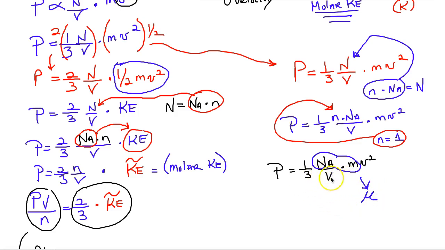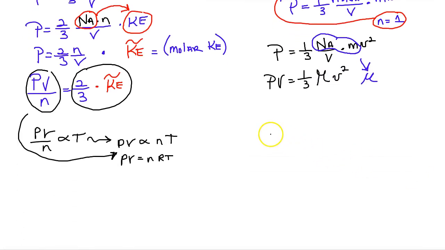So let's plug that in. At the same time, I'm going to algebraically move the V to the other side of the equation, multiplying both sides by V over 1. But the bottom line is that this becomes PV equals 1/3. Remember, this is going to be molecular mass, and this is still mu squared. So I have this nice little relationship, and we're not finished yet, but we're getting close.